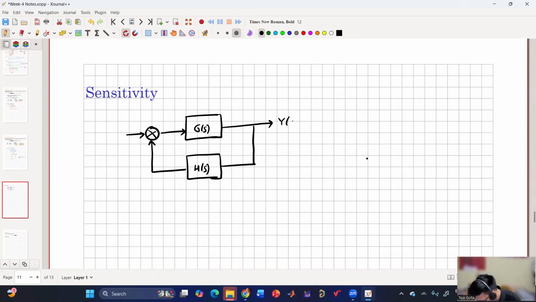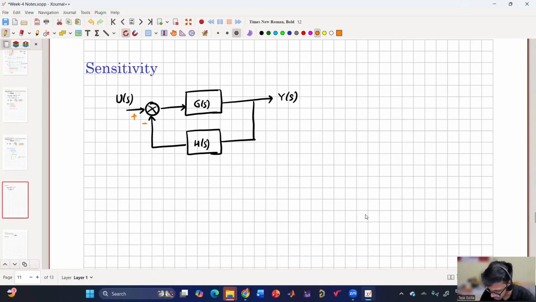This is my Y of S. This is my U of S. This is plus minus. Say H of S or G of S has a parameter, say the parameter is A. Now sensitivity is defined as the sensitivity of T. Again, T is called the closed loop transfer function, which will be G by 1 plus G. So T is always considered as G by 1 plus G.